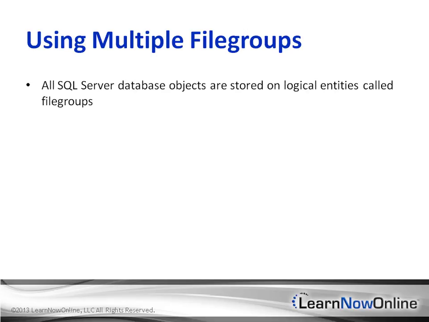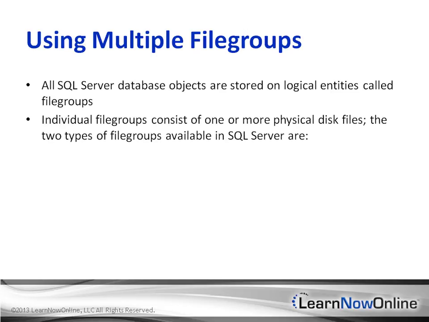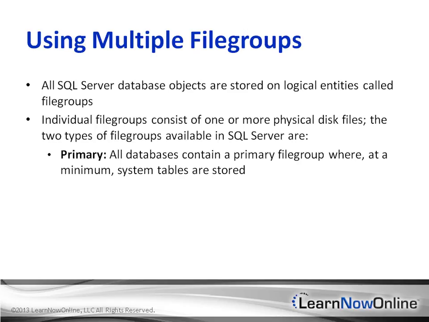So let's talk about file groups. SQL Server database objects are stored on logical entities called file groups. Individual file groups will consist of one or more physical disk files. SQL Server supports two types of file groups. The primary file group. All databases contain a primary file group, and that's where, at minimum, system objects are stored.